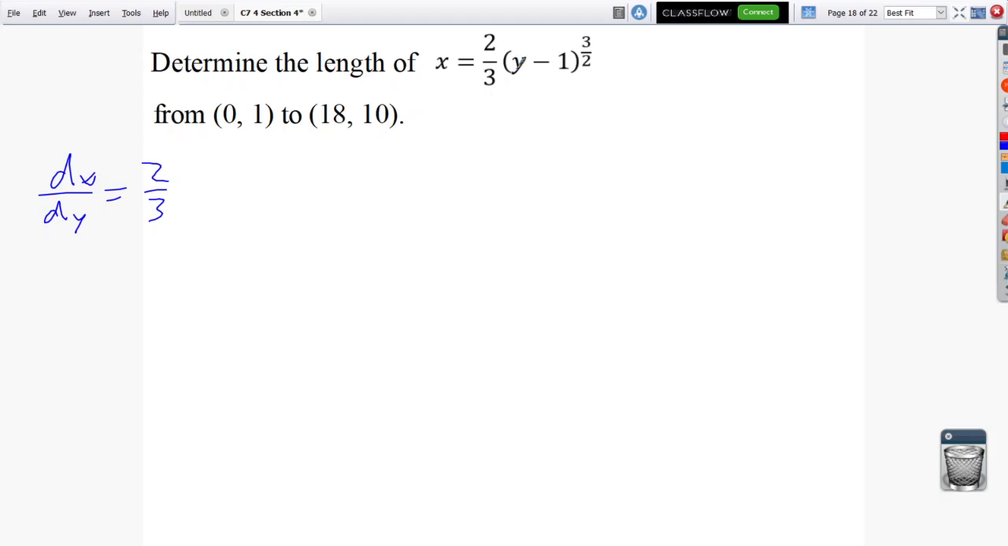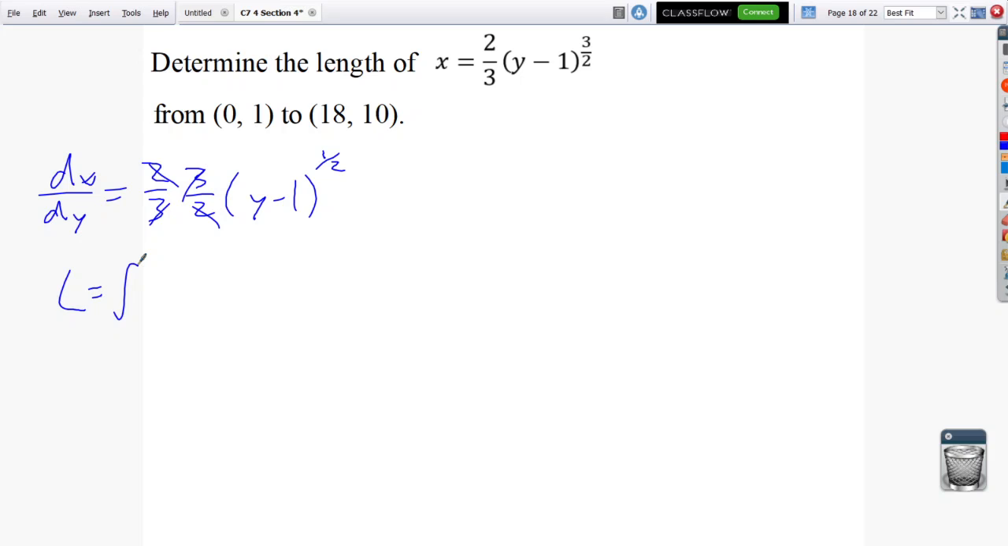2/3 is a constant multiple. The 3/2 is going to carry down, so 2/3 times 3/2 times the quantity of y minus 1 to the 3/2 minus 1, which gives me the 1/2 power. All right, cool. So there's my derivative. I can see I have no negative exponents, so I'm not going to get that vertical tangent off of this. Further, I can see these 2's and these 3's cross off.